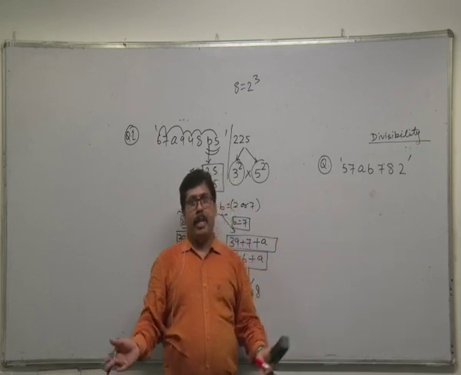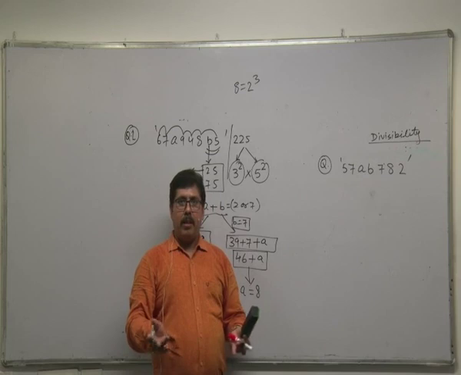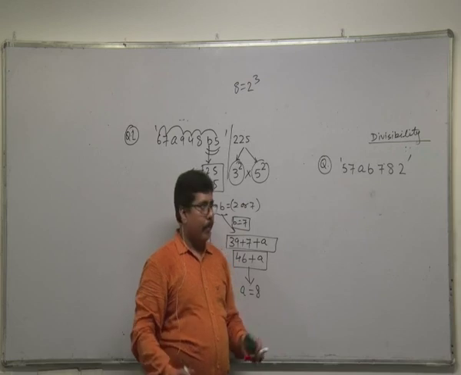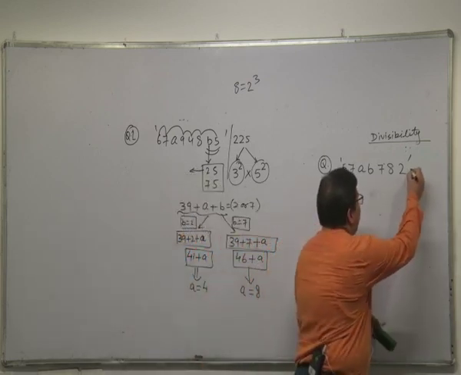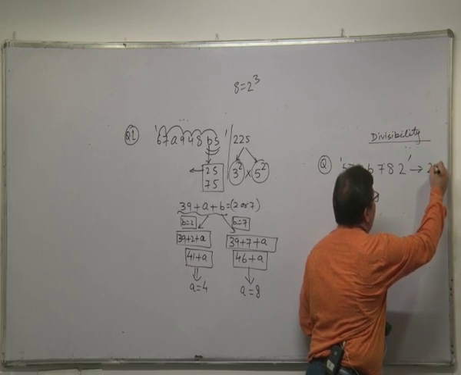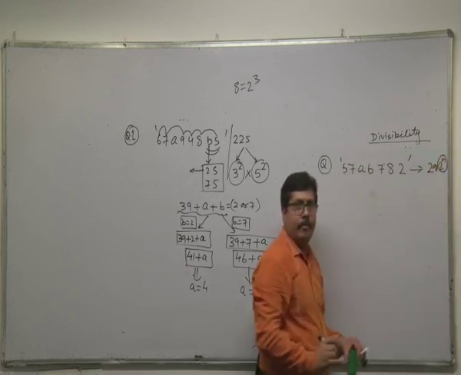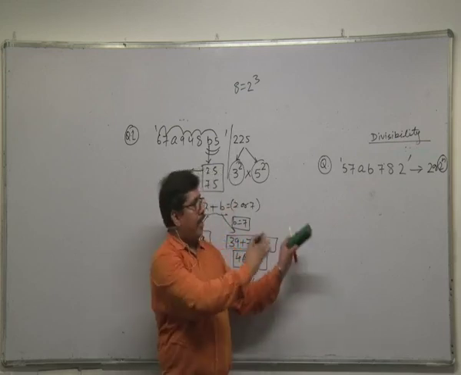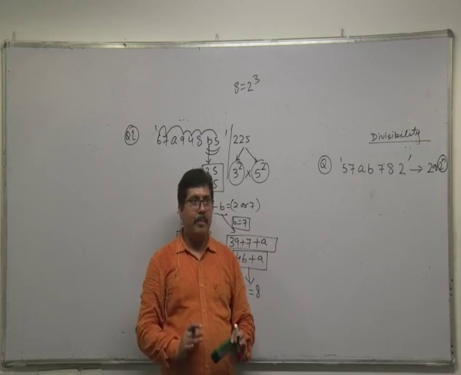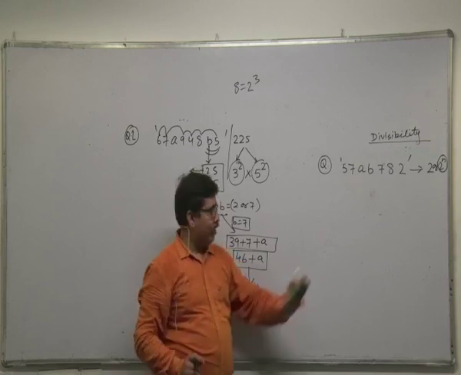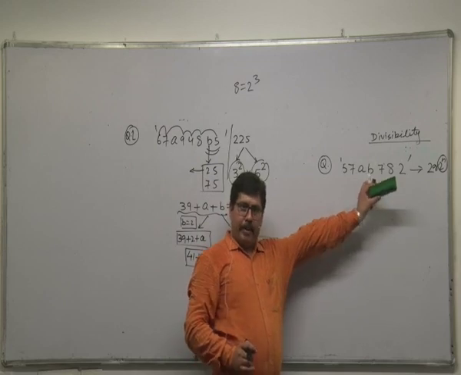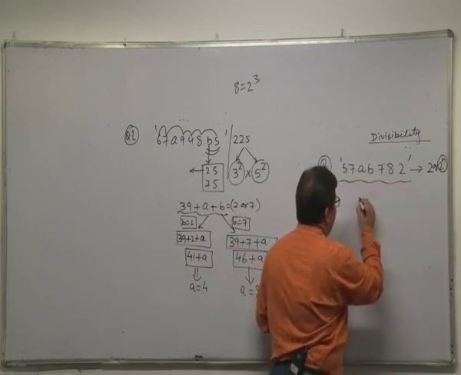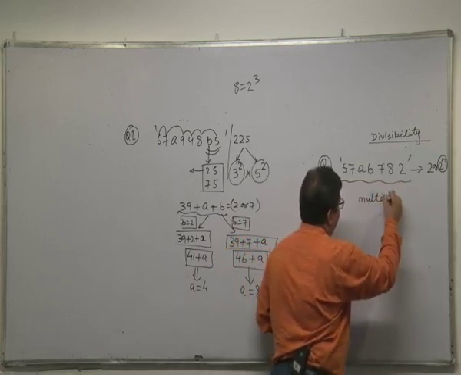And we are not sure about A and B, so we can't think about sum of the digits. Just try to focus upon the divisibility of this number by 2 or 2 raised to the power n. You know that this number is an even number. For sure, this number is multiple of 2, whatever be the value of A and B. Can I say this number is multiple of 2? Yes or no?